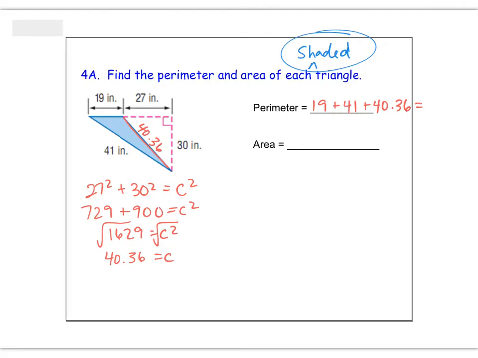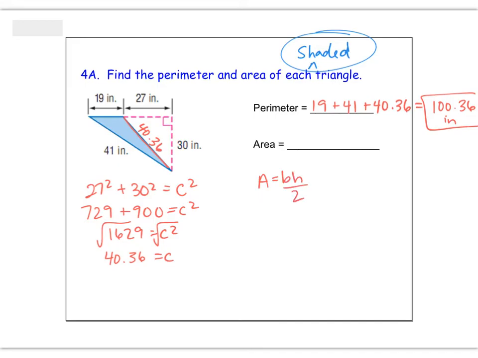And those add up to about 100.36, and it would be inches. It's the distance around the outside. Now area, we talked about area is going to be base times height divided by 2.